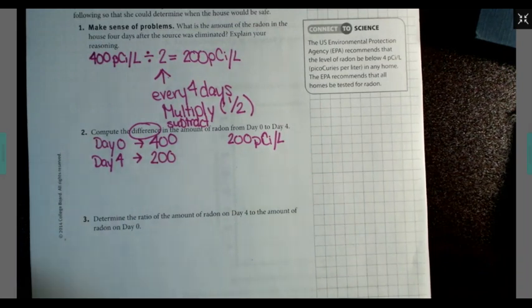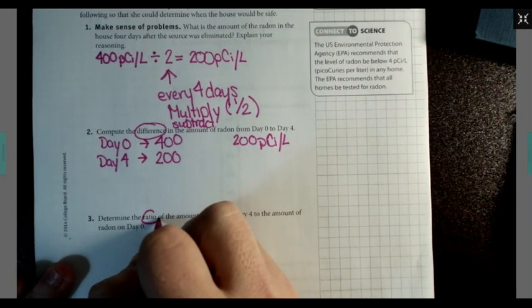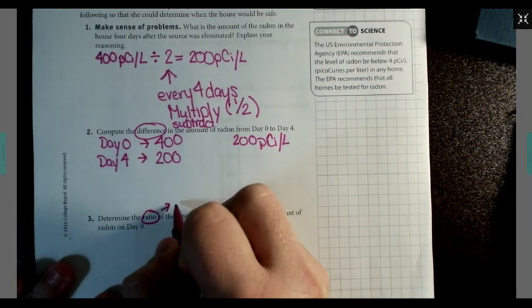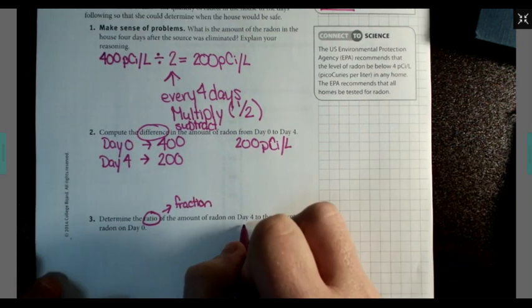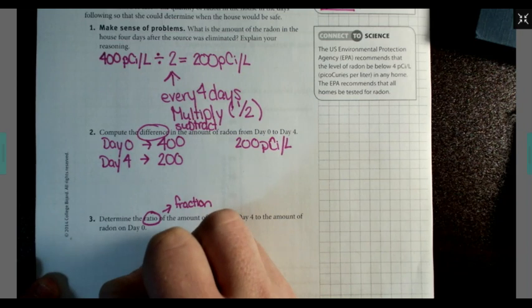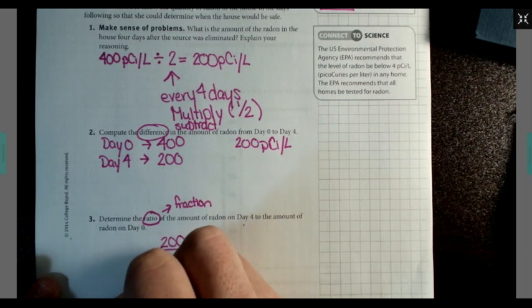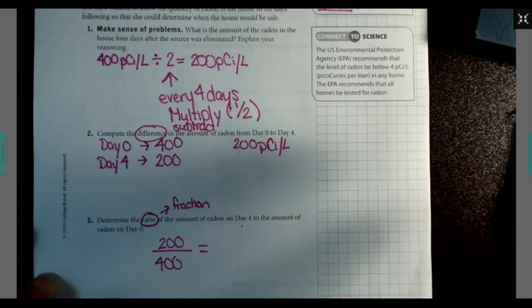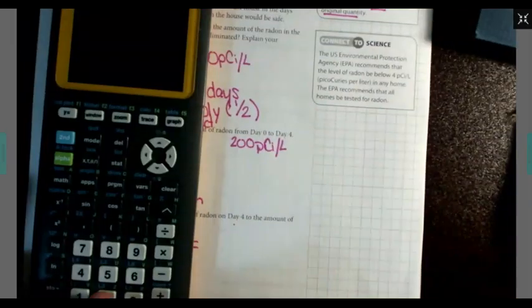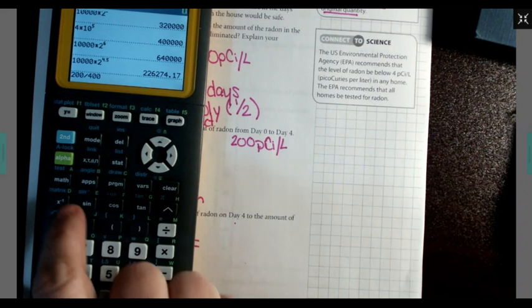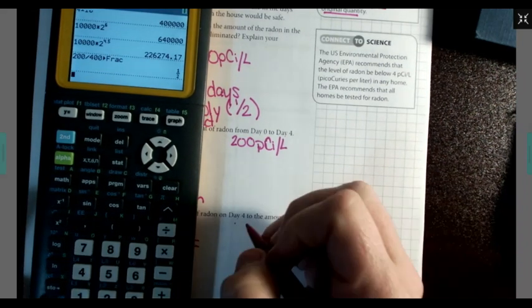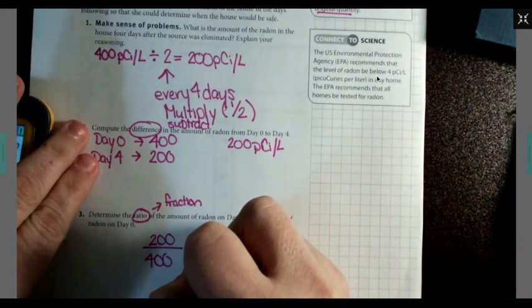Determine the ratio of the amount of radon on day 4 to day 0. Ratio, division, fraction. Create a fraction. So day 4 was 200. Day 0 was 400. And if we simplify this, 200 divided by 400, it gives me 1/2.